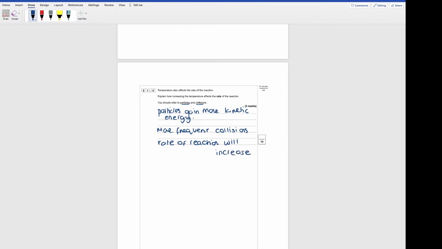So you get more energy, so they move more. You get more frequent collisions because they're moving around with more energy. And the energy that they collide with is more likely to be equal to or above activation energy. So the successful collisions will occur and you'll get a higher rate.